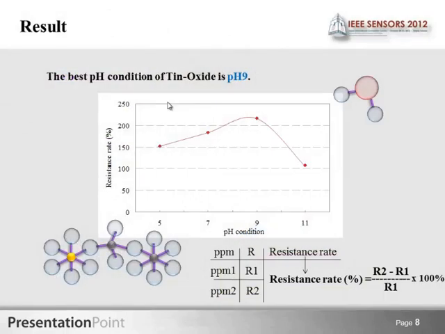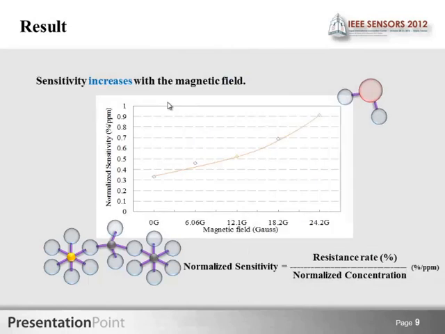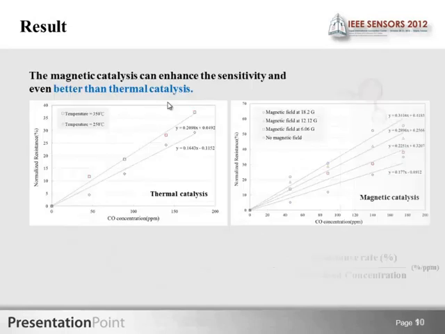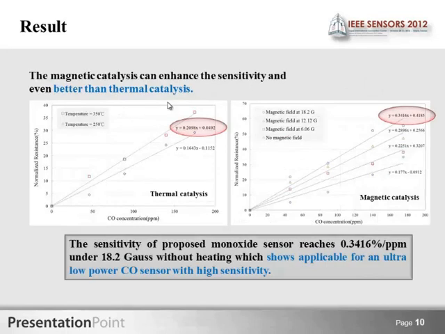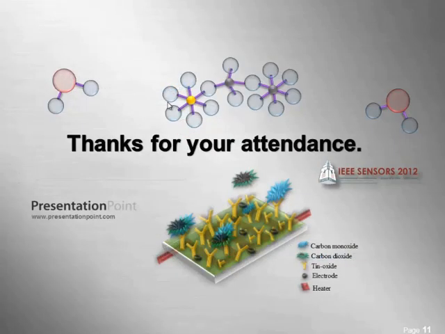From the results of our research, the best pH condition of tin oxide is pH 9, and the sensitivity will increase with the magnetic field. So, in conclusion, the magnetic catalysis in our research can enhance the sensitivity and is even better than thermal catalysis. Thank you very much.